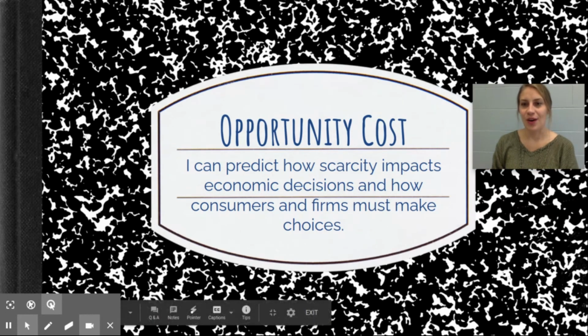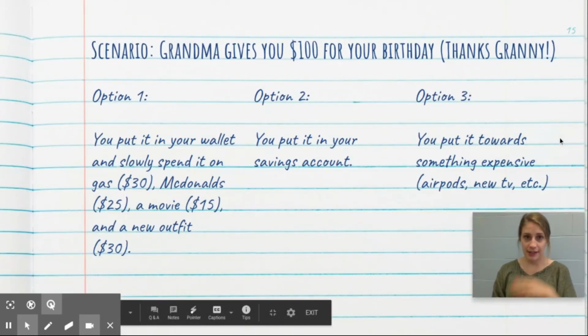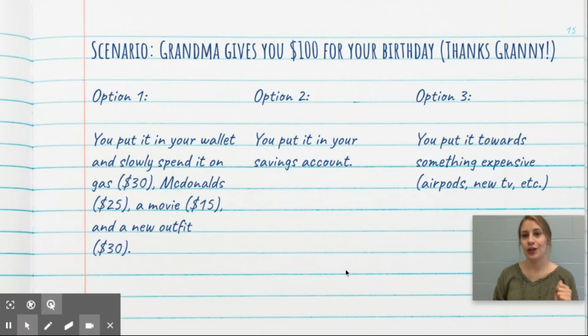So let's continue on. Here's a scenario. Grandma gives you $100 for your birthday. Thanks, Grandma. You have three options. You can put it in your wallet and slowly spend it on gas, McDonald's, a movie, and a new outfit. You can put it all in savings, or you can put it towards something else like AirPods or a new TV or a plane ticket. Of these three options, which do you think you would do with the $100 that you got for your birthday from Granny? Me? I'm thinking I would put it in my savings account, but that's just me.